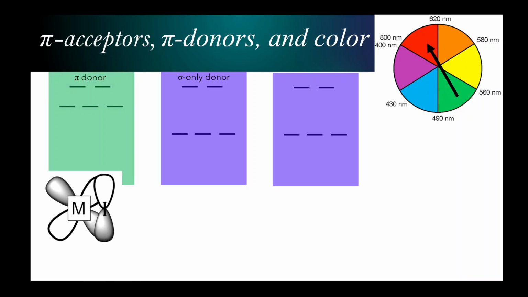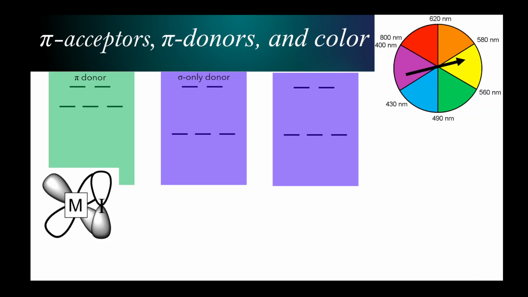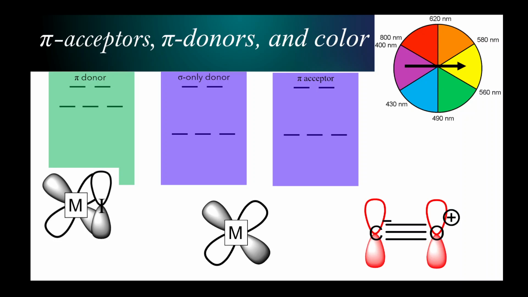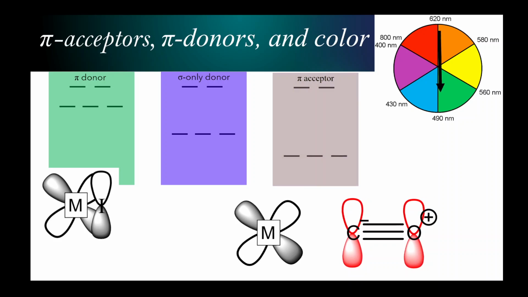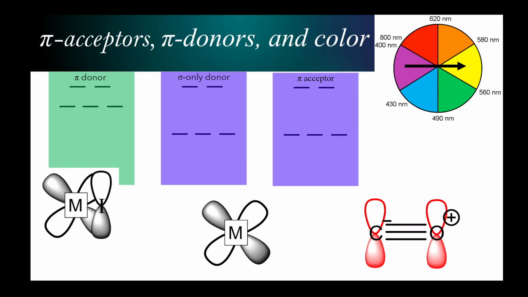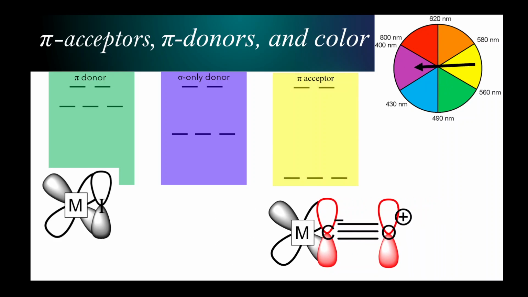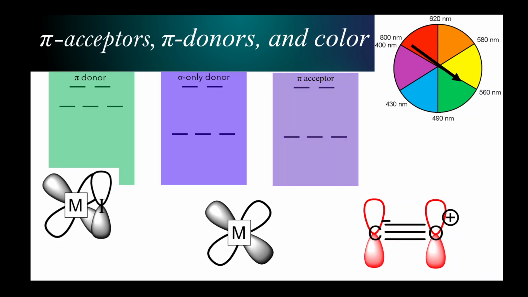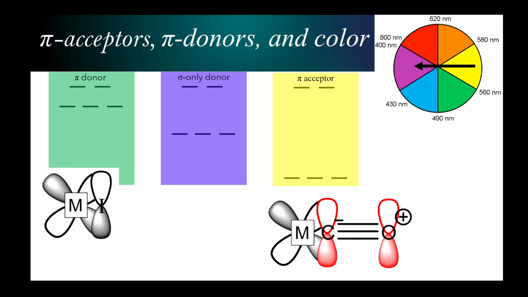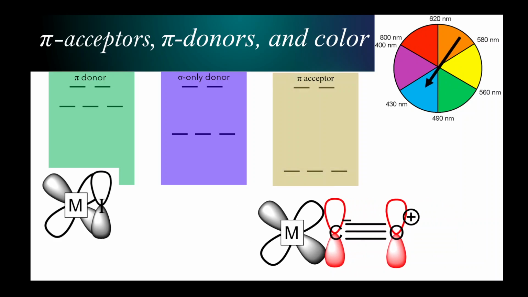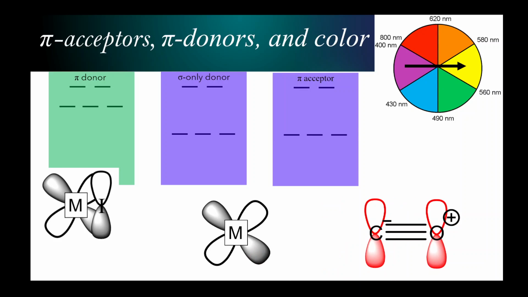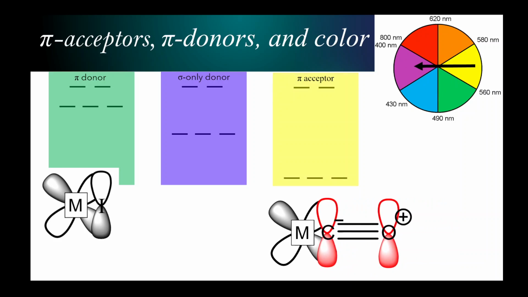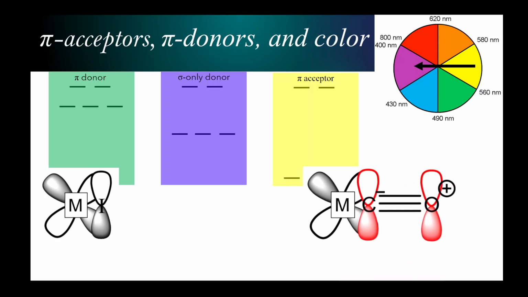Now we can take a look at the same thing, reset the little color wheel, take a look at the same thing with the pi acceptors. Similarly, when we have this interaction, right, it stabilizes because it can accept electrons from the metal orbitals and lower those T2G orbitals. That increases that energy again and decreases the wavelength. So we see that it now is absorbing purple and it looks yellow.